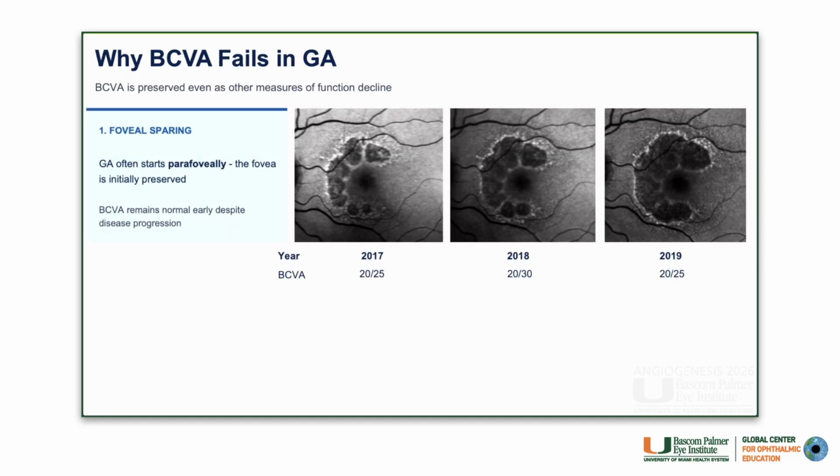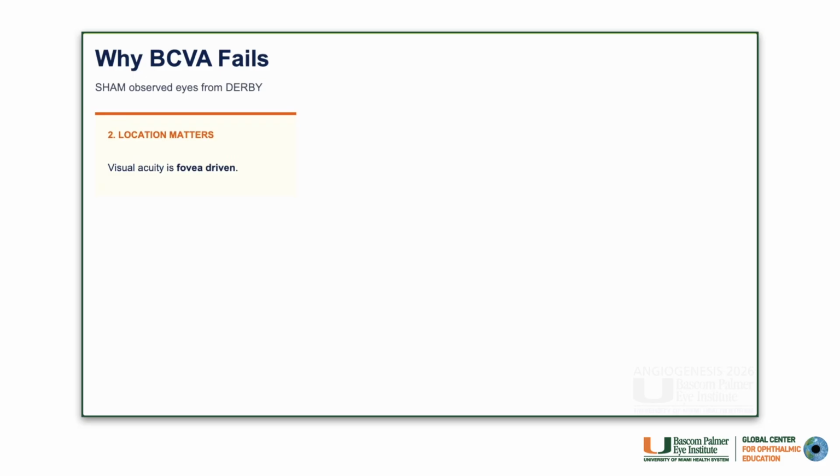While this may seem obvious, it's important to remember that GA typically begins outside the fovea, allowing BCVA to remain normal during this period. A patient could participate in a clinical trial for 24 months while GA progresses dangerously close to the fovea, yet their BCVA may not change. In contrast, other measures, such as microperimetry, would show significant progression. It's all about location, location, location.